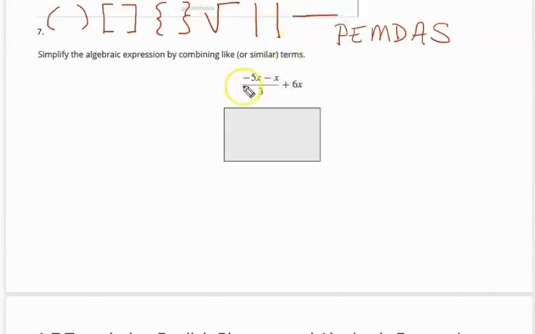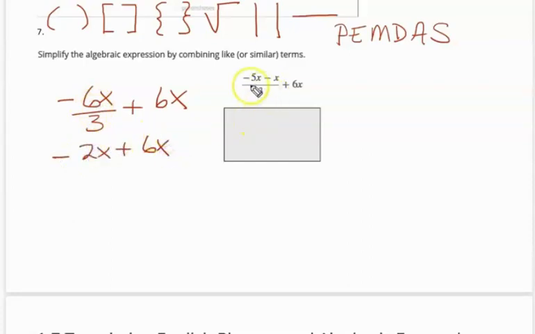So this division bar here is a grouping sign. So we need to group this. This becomes a negative 6x over 3 plus 6x. Now here we are to do this division. So 3 goes into 6 twice, so this becomes a negative 2x plus 6x. So the answer for this is a 4x. All right.